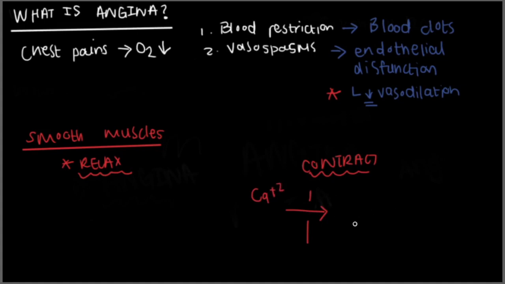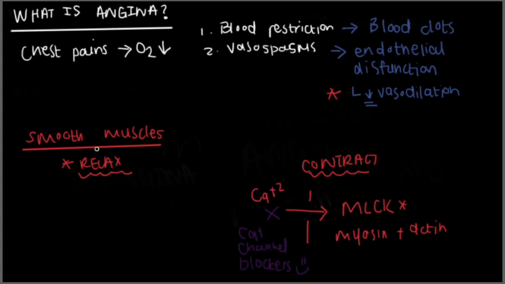As soon as enough calcium ions enter the cell, an enzyme called myosin light chain kinase is going to be activated. And this activation is going to enable myosin to interact with actin. This mechanism also explains why calcium channel blockers are going to be a good treatment option in this case.